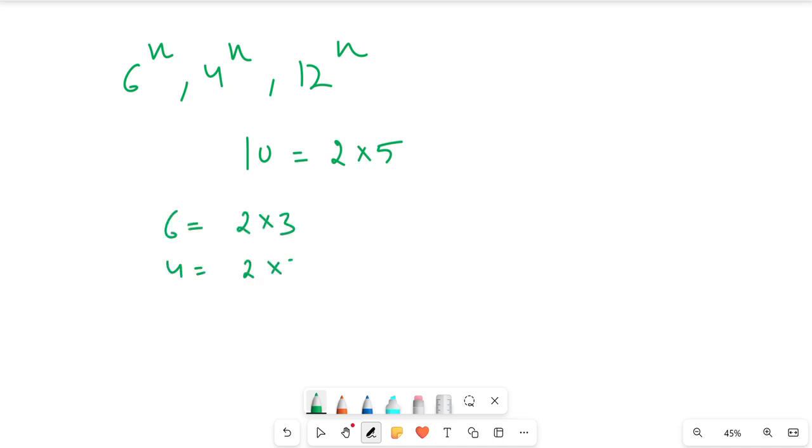Then come questions like whether 6 raised to power n, 4 raised to power n, 12 raised to power n will end with 0 ever for any n, where n is a natural number. We know that for a number to end with 0, it should have a factor 10. And the factors of 10 are 2 into 5. So if 2 and 5 both are present as factors, then only a number can end with 0. Here for 6, what are the factors? 2 into 3. So none of these has factor 5. So how big your n is doesn't matter. 5 is not present as a factor here, so these three numbers will never end with 0.